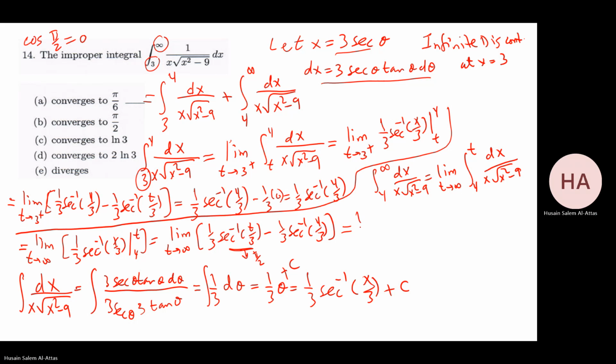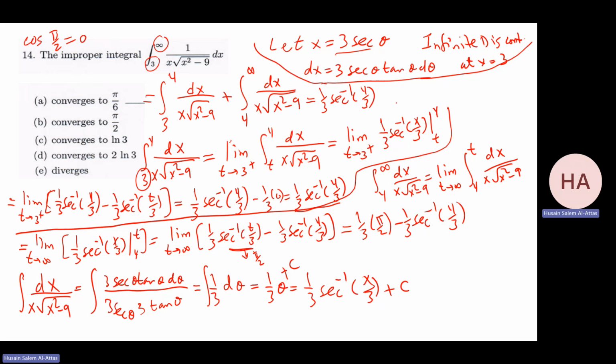So I have 1/3 times pi/2 minus this strange number. The first one is this value, a strange value. The second one, pi/6 minus the same value. So this is cancelled. So I'm getting pi/6. And this is the answer.